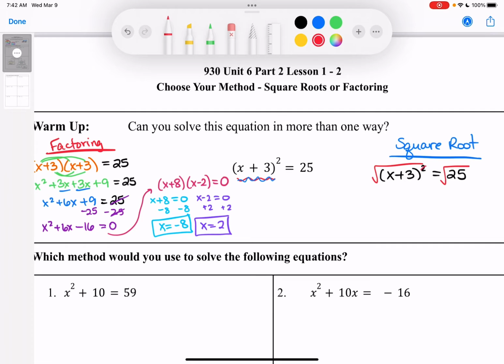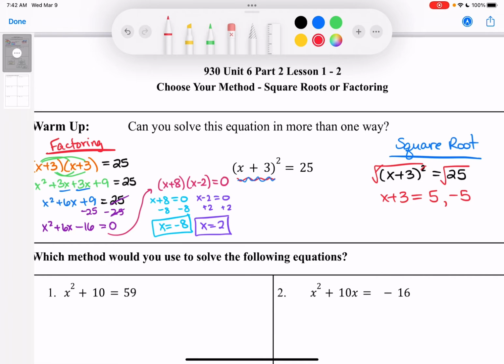Square root and squared cancel on this side, so I get x plus 3. And then the only thing you can't forget, when I write the square root sign in order to solve an equation, is that square root of 25 could be positive 5 or it could be -5. So don't forget your plus or minus.